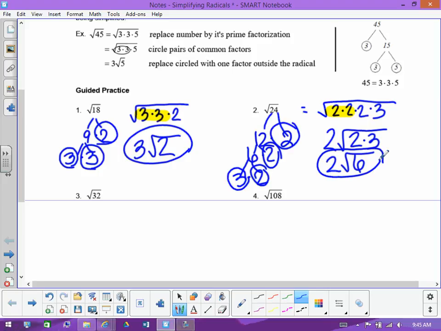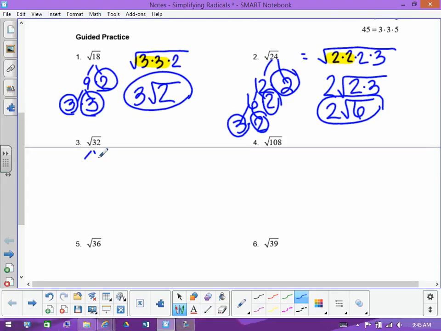Okay, so 32. What's up 32? 16 times 2. Let me say something real quick about this one. 16 times 2. 16 is on this list. What's the square root of 16? 4. So I'm saying that you could go straight to this. Because if it's on this list, you can take the square root. We're going to get the same thing if we keep going.